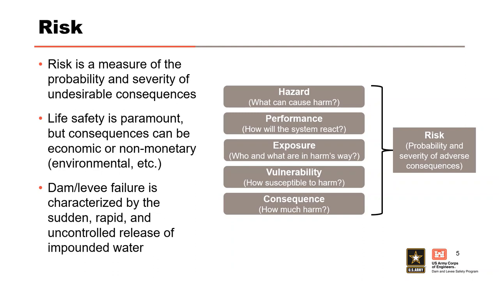In a risk assessment, we assess the probability of failure, which will be a function of the hazard, hydrologic or earthquake, and the structure's performance. Then we consider the consequences of failure, which will be a function of who or what is downstream at the time of breach inundation and the amount of inundation that results. For our purposes, FEMA's definition for dam and levee failure is used. Failure is characterized by the sudden, rapid, and uncontrolled release of impounded water.